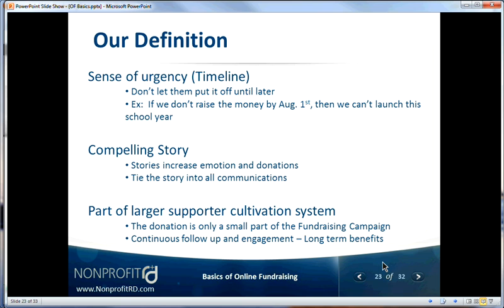Stories increase emotion, and they also increase donations. People love to give to individuals, and we're going to talk a little bit more about stories on the next slide. The last point is that a fundraising campaign is part of a larger supporter cultivation system. All that means is following up and engaging with your supporters. If somebody has donated to you, what do you do with them throughout the year? What do you do to further engage, to build a relationship with them? That donation is only a small part of a fundraising campaign. It's the continuous follow-up engagement that brings you long-term benefits.